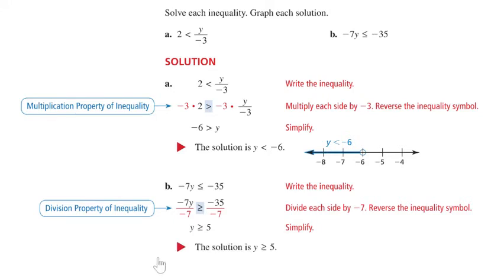So the solution is y is greater than or equal to 5, and when we graph this, it's going to be a closed point where the ray is going to the right, because we are stating that all real numbers that are greater than or equal to 5 are considered a solution.